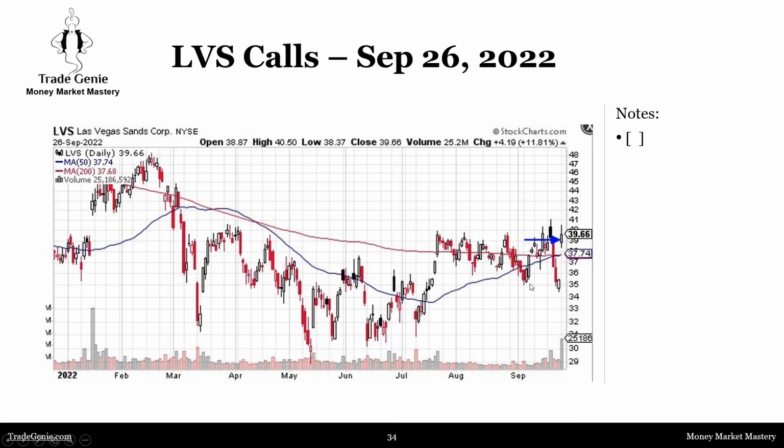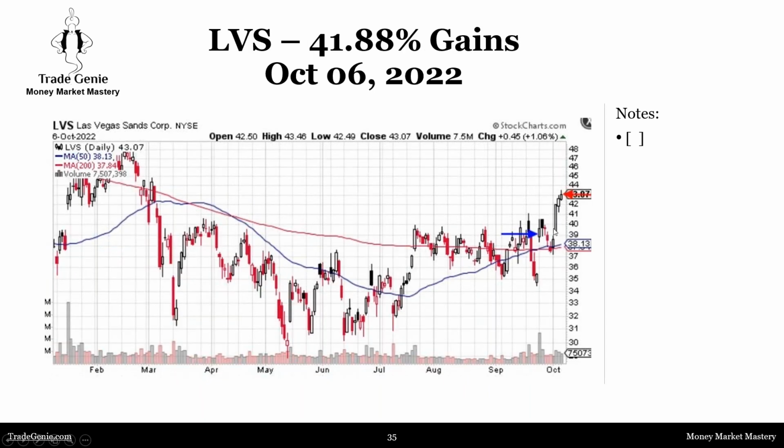Whereas with LVS, when it moved up, it moved up with big volume. There was big news. So I went long on LVS at 39 something. Then it pulled back to the 50-day moving average and the 200-day moving average, and finally when it rocketed upward, it gave us a 42% gain.